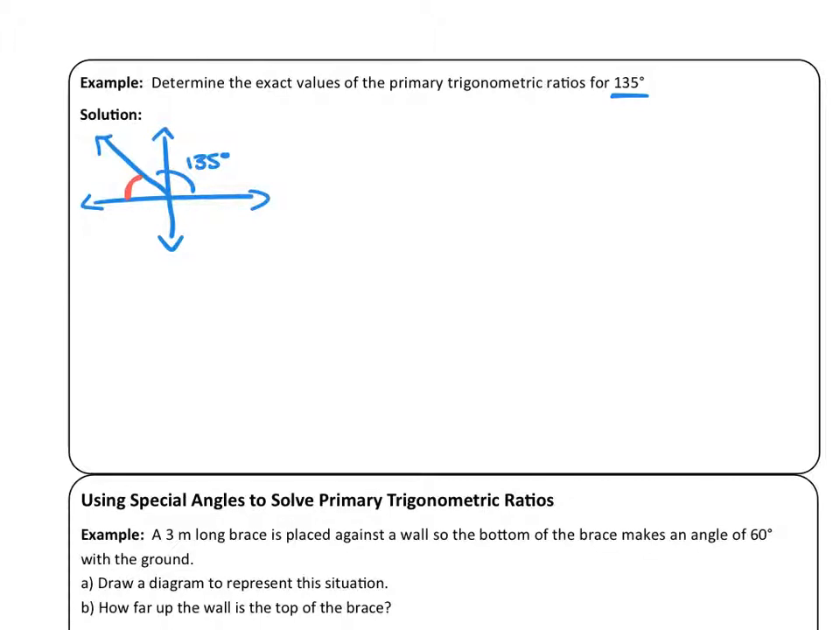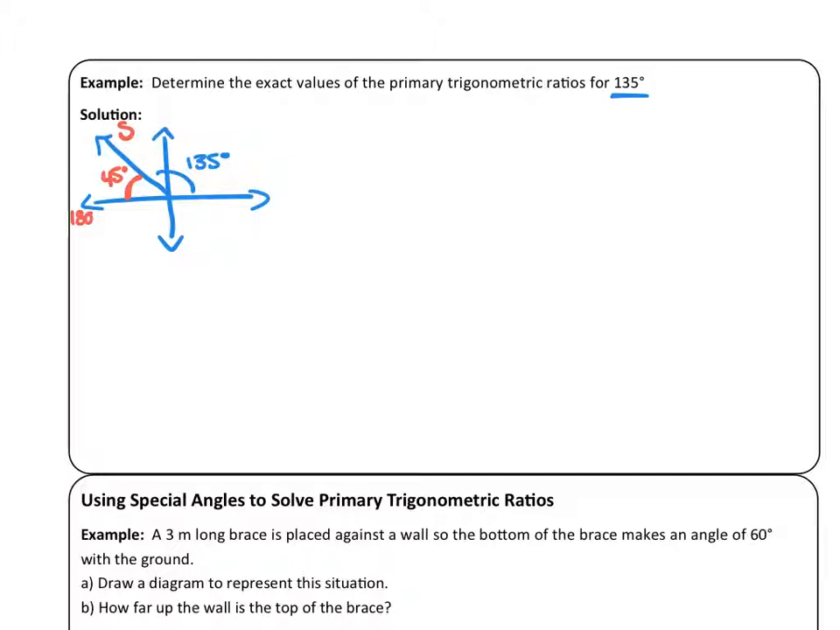I always do, especially in this one, because here's 180, we'll do 180 minus 135. And 180 minus 135 is 45 degrees. So we're thinking about 45 degrees in this case. The other thing I'm trying to remember is also my CAST rule.